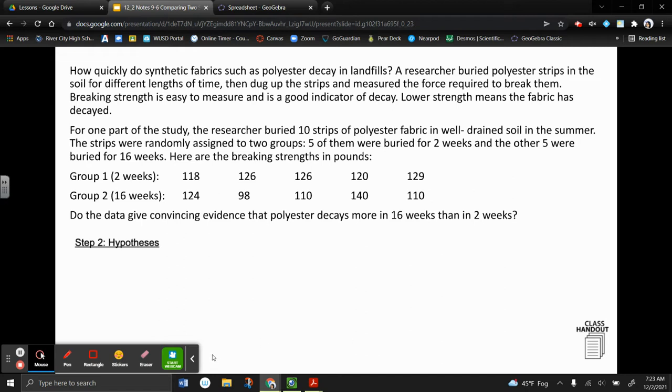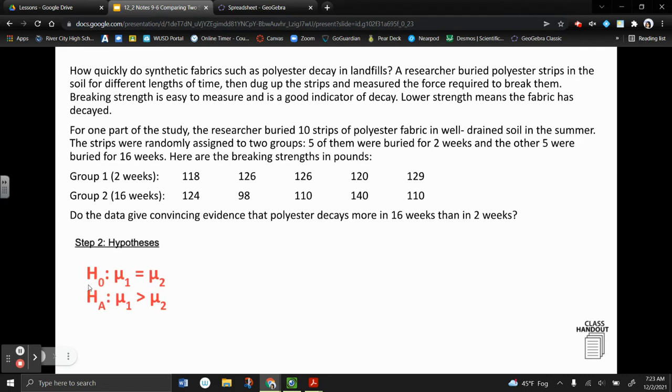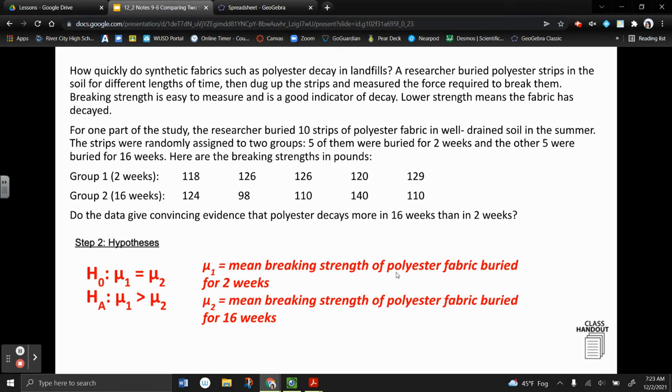So step 2 is to write out our hypotheses. This is a two-sample mean problem, so we're comparing two means. Our null hypothesis is that mu1 equals mu2, meaning the mean breaking strengths are equal. And our alternative is mu1 is greater than mu2. Remember that mu represents the mean breaking strength, and the mean at 2 weeks should have a greater breaking strength than the mean at 16 weeks, since we think the one at 16 weeks has decayed more, meaning it would take less strength to break them. So that's why the symbol is a greater than symbol.